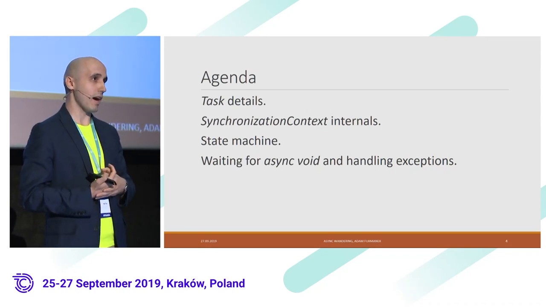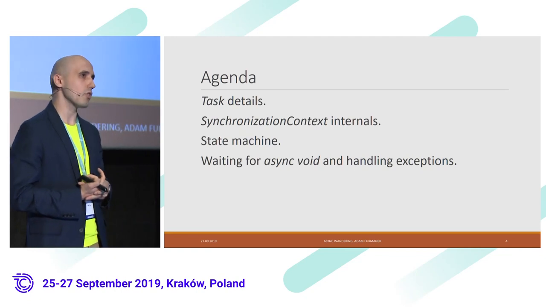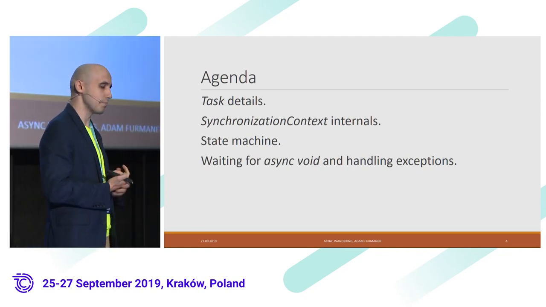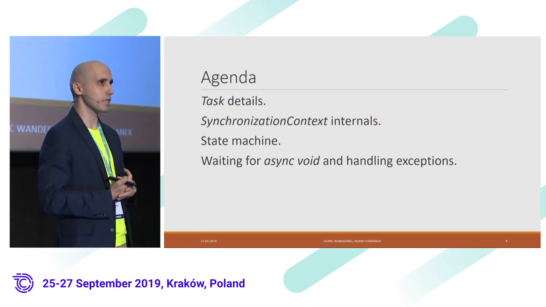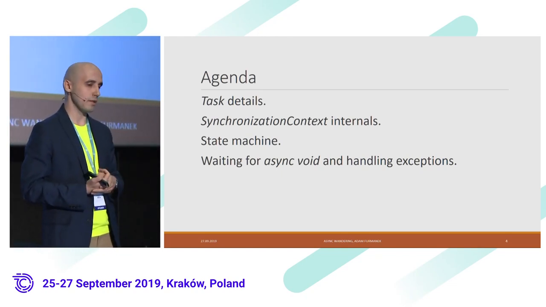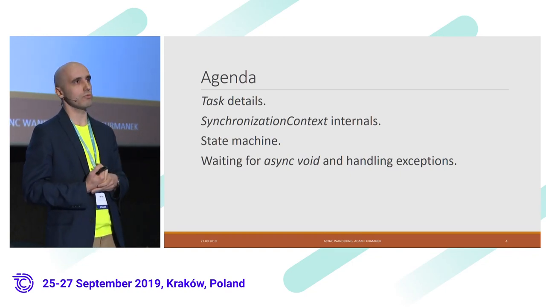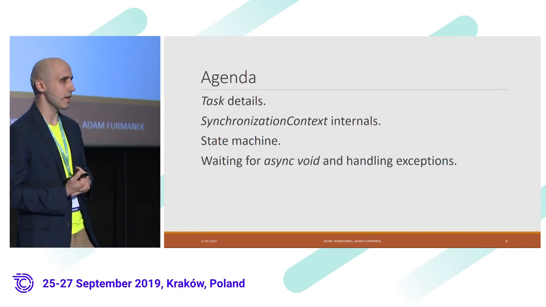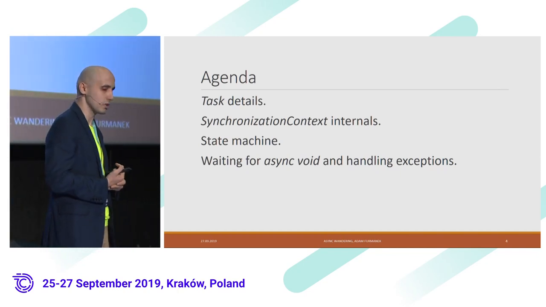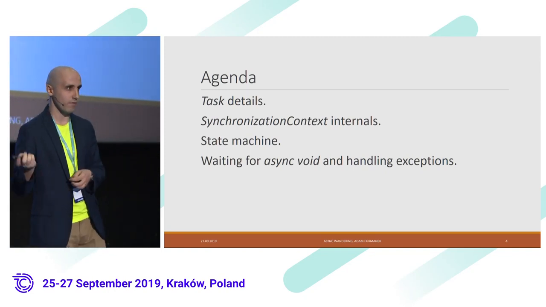Finally, we'll examine the state machine generated by the compiler, and not only the part generated when we build the project, but also what things from the TPL library are used by the state machine to provide this mechanism called async and await. And ultimately, when we know all those details, we'll go through some typical deadlock scenarios, through typical exception problems, and ultimately we'll await async void methods.